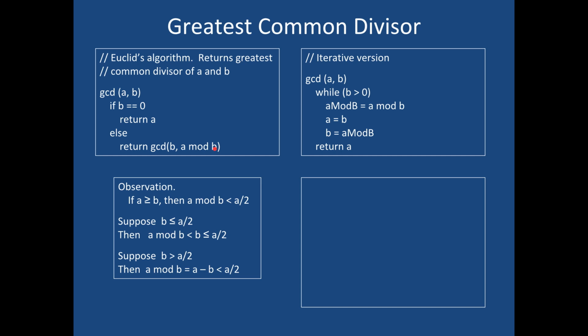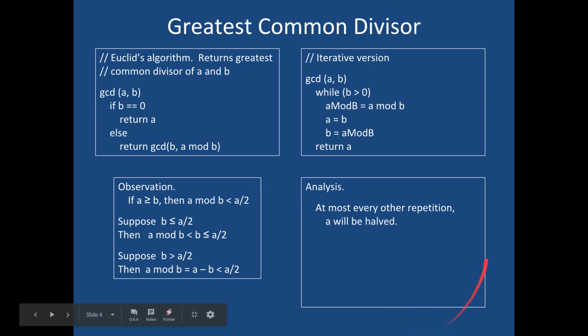So that means that if you looked at the sequence, you would see A at the first stop, at the top, and then there would be a step, and then you would have A mod B. So every other time in the recursion, the first parameter is being replaced by something at most half its size. And that repeats over and over again. So that puts a limit to the depth of the recursion. So at most every repetition, A will be halved, because we start with A, B, the next time we have A mod B as a second parameter, and the time after that, that A mod B becomes the first parameter. At most every other repetition, A will be halved.